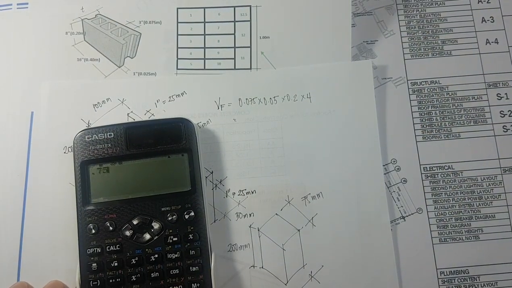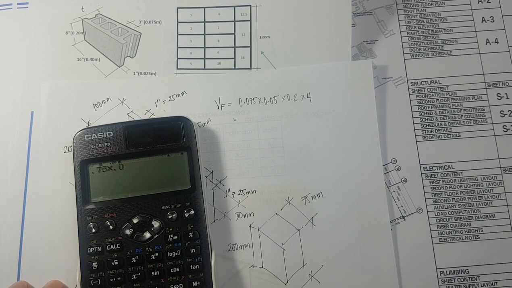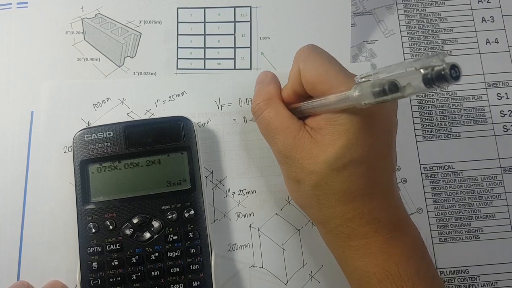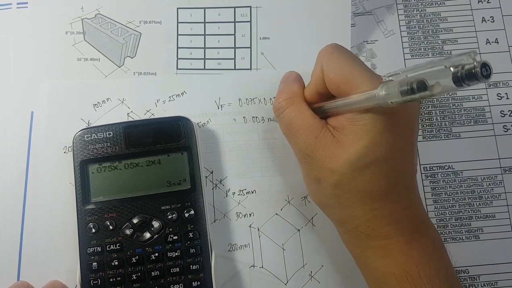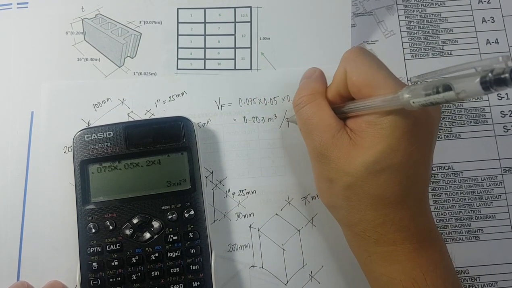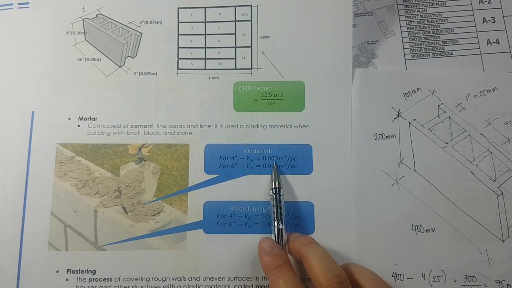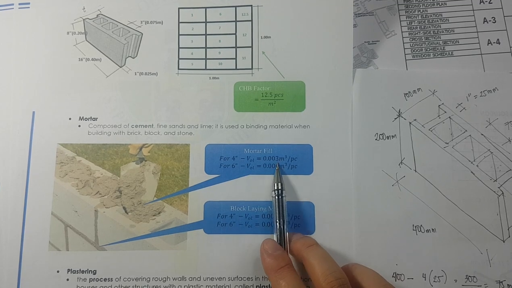So, 0.075 times 0.2 times 4. That is equivalent to 0.003 cubic meter per piece. Okay? So, that is where the 0.003 cubic meter per piece comes from.